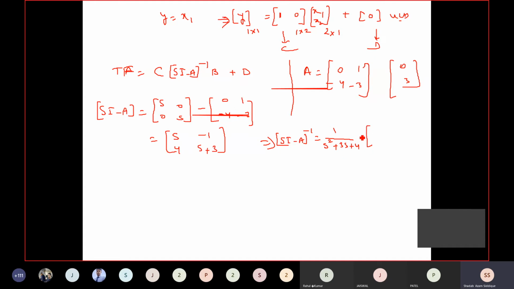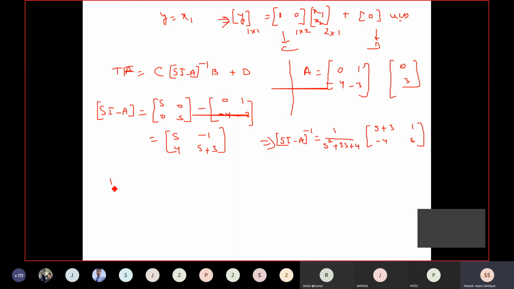Now I'll try to take the adjoint. Adjoint means, see, the diagonal elements will be interchanged, and the other elements will be multiplied with the minus sign, for 2 cross 2. It is a shortcut method. So s and s plus 3 will be interchanged, and this will be multiplied with the minus sign. So minus of minus 1 will be plus 1, and this is minus 4. This is the shortcut method to write the 2 cross 2 matrix adjoint. So this is basically the inverse matrix.